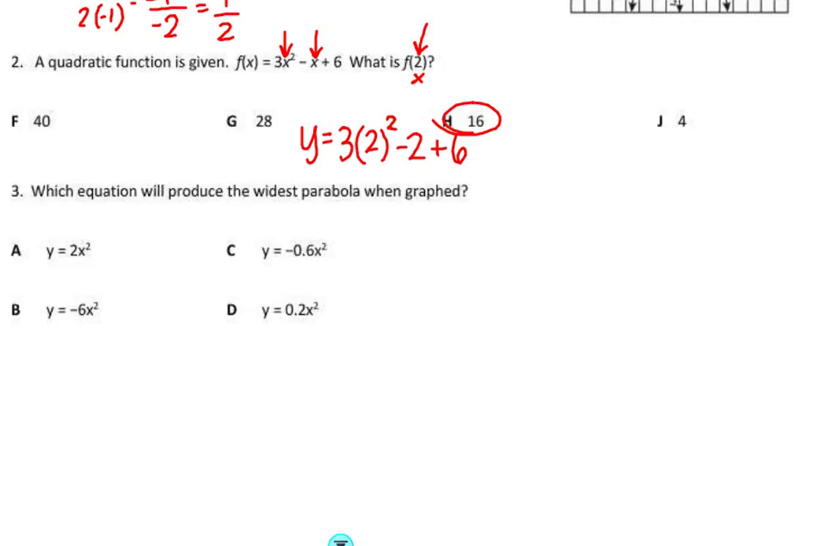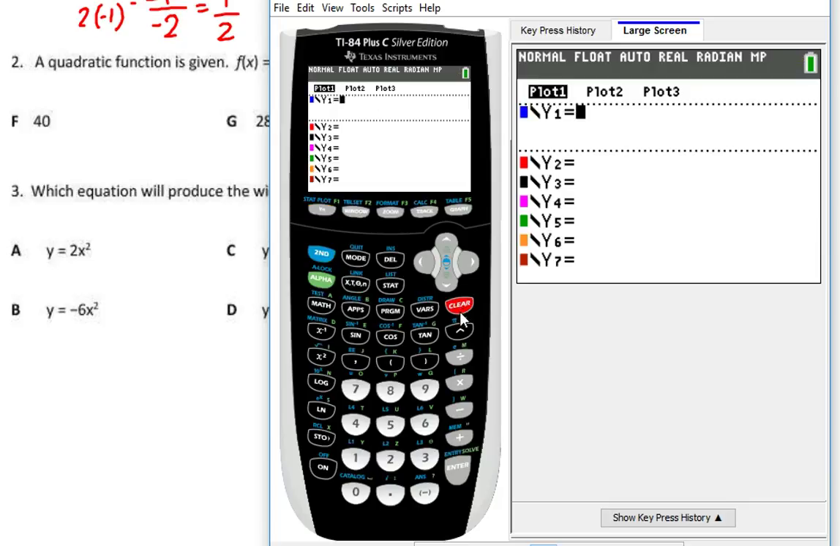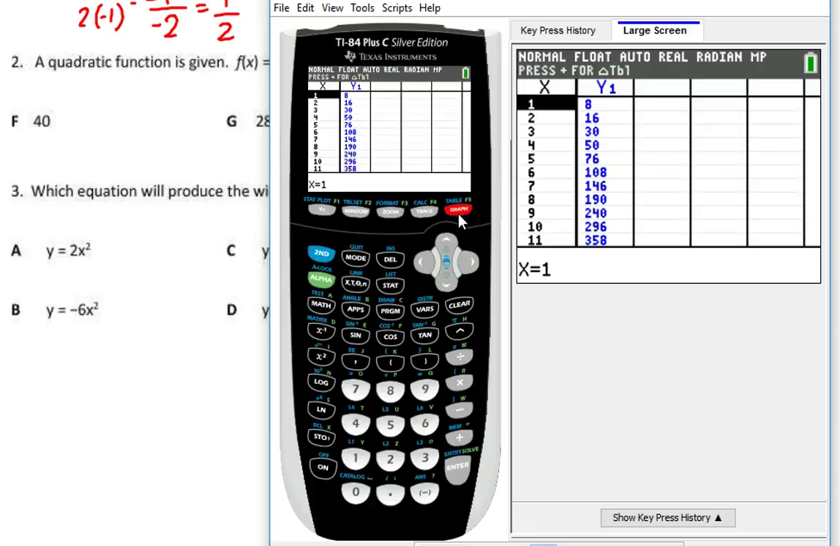Another healthy way to do this is to go into your calculator again, go to y equals, plug in your function, 3x squared minus x plus 6, and we can go look at our table. So we were trying to find when x is equal to 2 and see what the corresponding y value is, and we can see again that that's 2, 16.